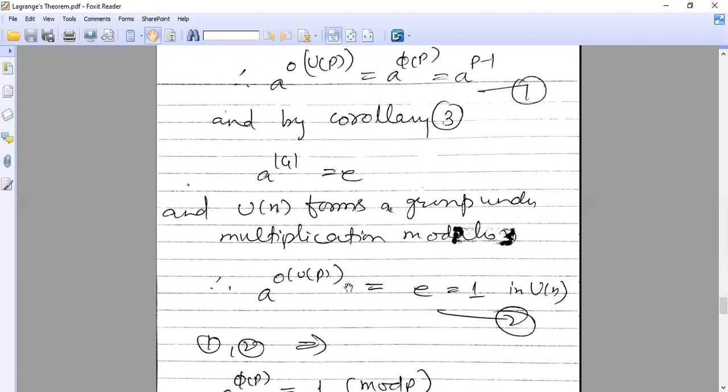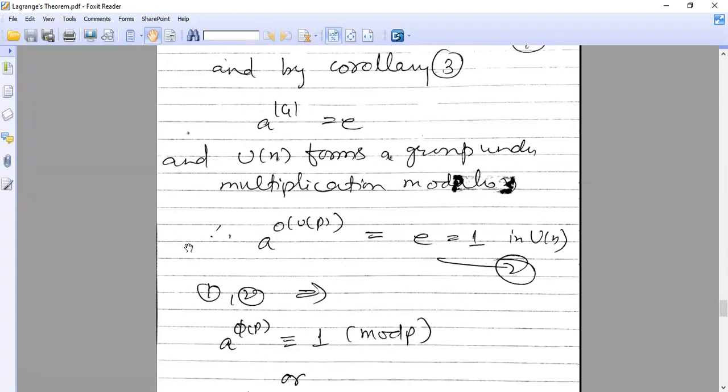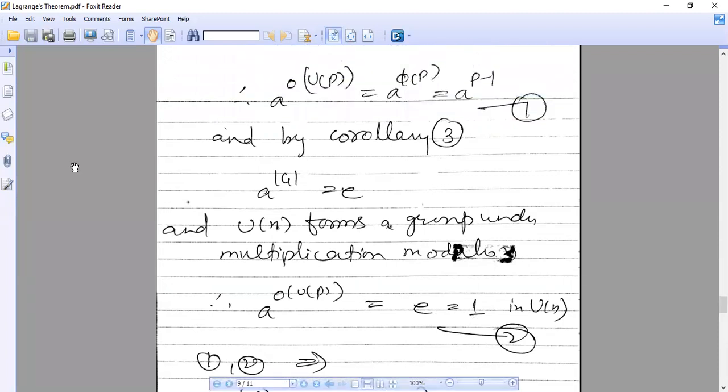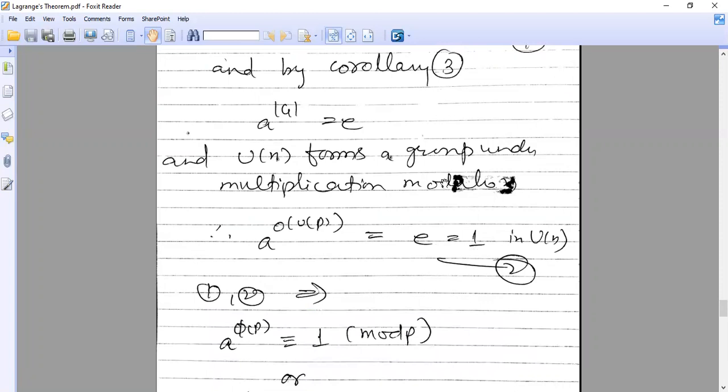Therefore a to the power order of U(p) will also be equal to identity. And when you are talking about positive integers, their identity is 1. So identity is equal to 1 in U(n). Suppose this is your 2, then this, your 1, was a to the power order of U(p), which is a to the power p minus 1. And in number 2, we are saying a to the power order of U(p) is equal to 1.